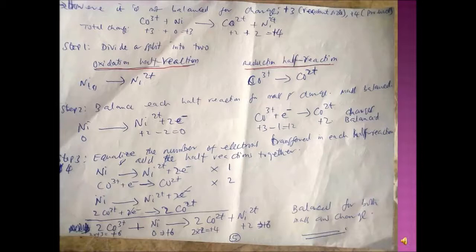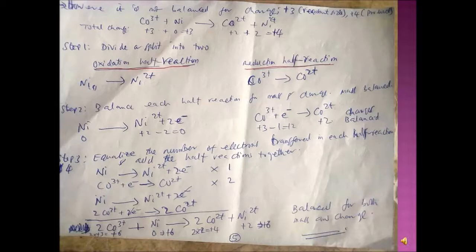Then in step 2 we balance each reaction for mass and for charge. Is that clear? For mass, we have said earlier that we have one nickel here, one nickel here, one cobalt, one cobalt. That means they are balanced. When balancing an equation, it should be based on the law of conservation of mass or matter, which says that matter can neither be created nor destroyed. So if you have one here, you should have one here. If you have two here, you should have two here. So that one has been met already.